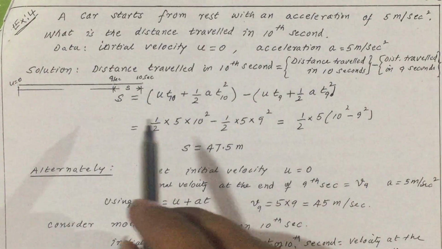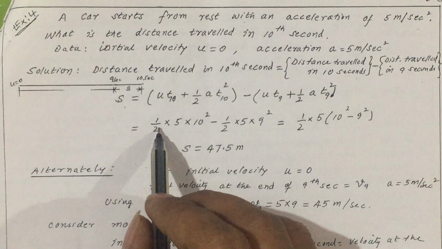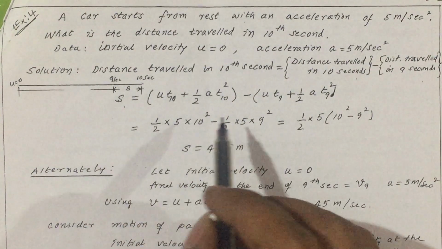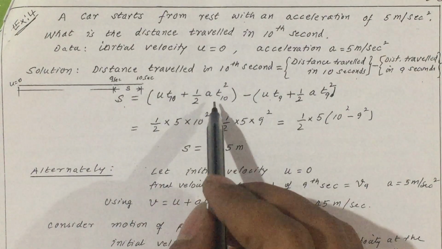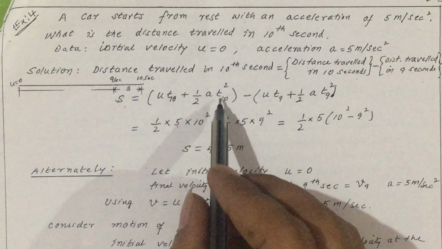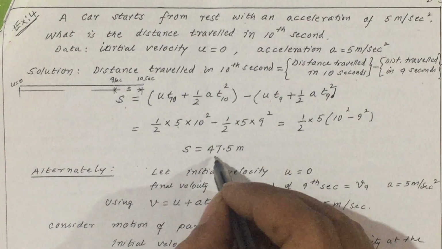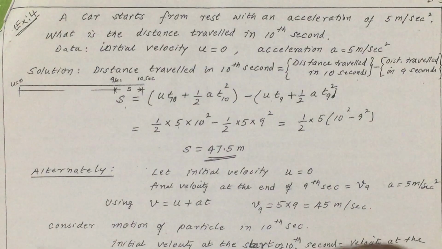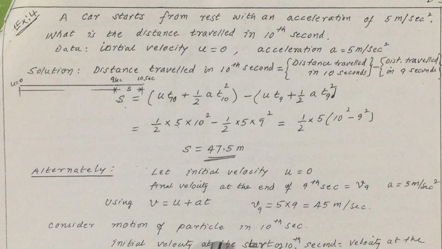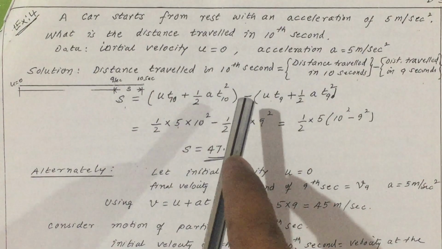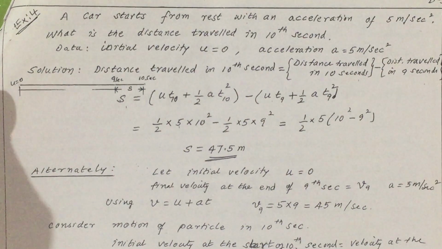We will make use of the equation s is equal to ut plus half at square. Therefore, initial velocity is 0, so this part will become 0, half at square. a is 5 and the time here is 10, here the time is 9. So, you are going to get s is equal to 47.5 meter. I have suggested the alternative method also. If you have not understood this one, then you can go for this alternative method, but I think this method is most suitable. This is regarding rectilinear motion problems.